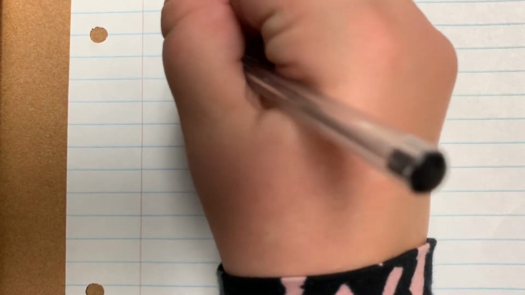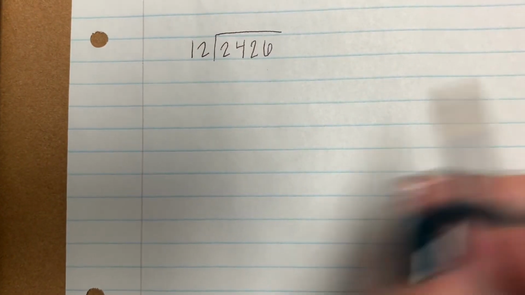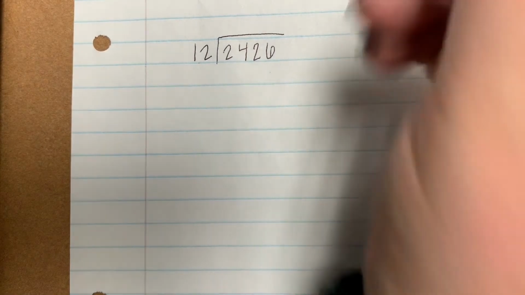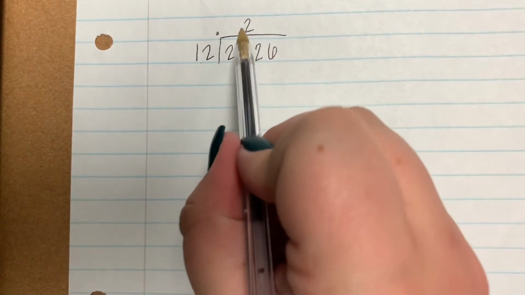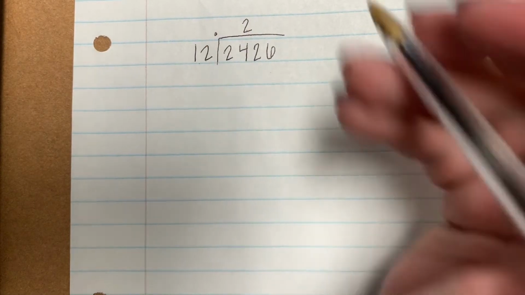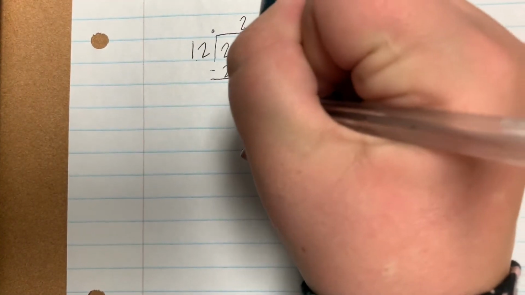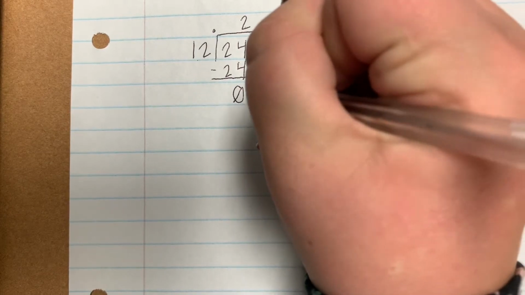This is 2,426 divided by 12. Now, I'm not going to waste my time with the 2. 12 does not go into 2, but 12 does go into 24. 12 goes into 24 2 times, right? Because 2 multiplied by 12 is 24. And if you see where I put a multiplication sign, the dot, that's just a reminder for myself. So 24 minus 24 is 0, and I bring down the 2.